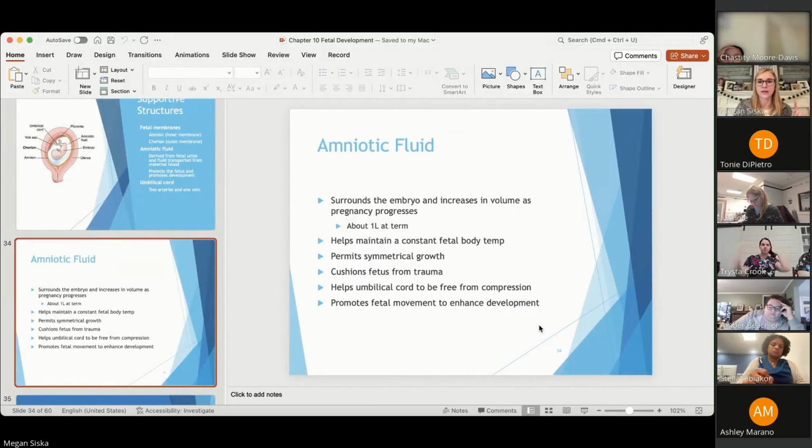Okay, I forgot I had a slide on amniotic fluid. So the amniotic fluid surrounds the embryo. The volume or amount increases as the pregnancy progresses, and it's about 1 liter or so at term when baby is ready for delivery. It does help remain like a constant temperature for baby.